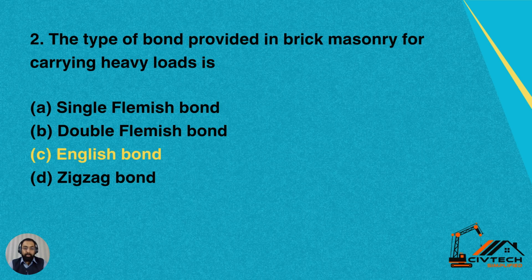So, question number two again: the type of bond provided in brick masonry for carrying heavy load. The options available are A, single Flemish bond, B, double Flemish bond, C, English bond, D, zigzag bond. The correct option for this question is English bond. We provide English bond to carry heavy loads in a building.